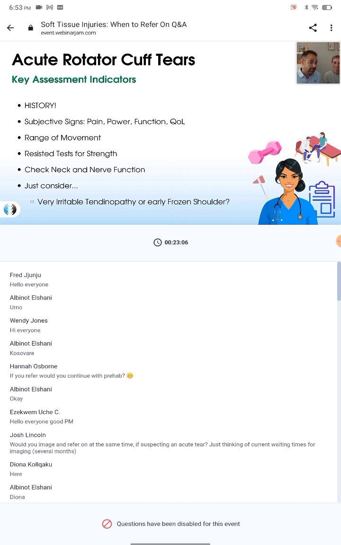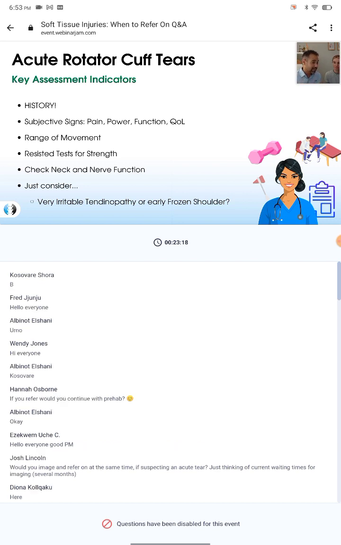So with a very irritable tendinopathy, as you said, you wouldn't normally expect a massive trauma involved, and we wouldn't expect such a significant reduction in their range of movement. And if they do have an irritable tendinopathy, within 7 days, perhaps even 14 days, there should be a clear improvement in their symptoms. With early frozen shoulder, it might be really painful, and they might feel like they've got less range of movement, but that's mainly because of pain. They haven't had a trauma and they haven't had a clear difference between active and passive.